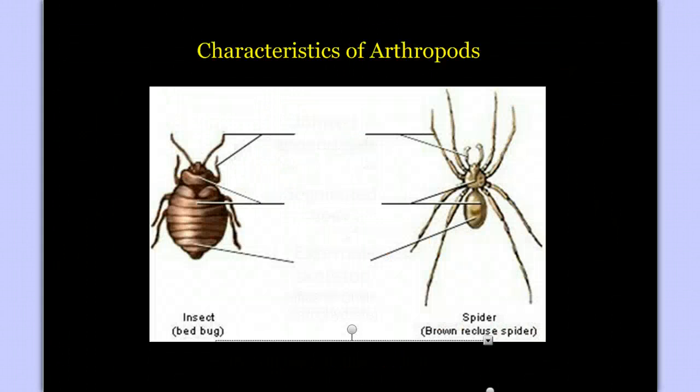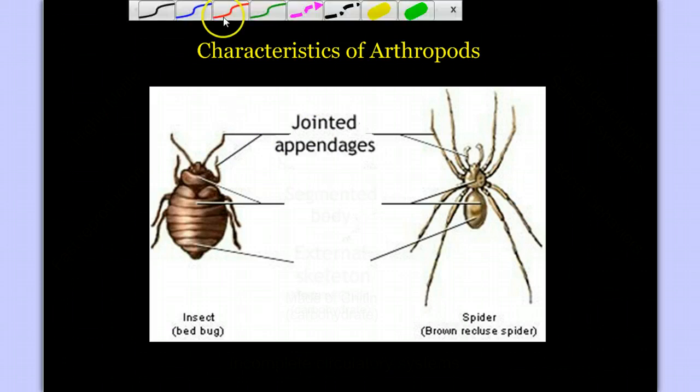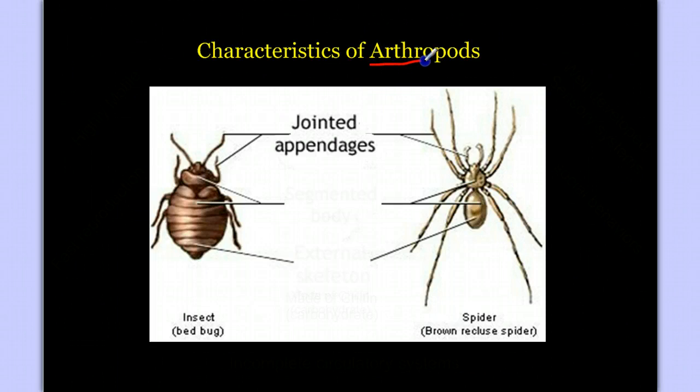So what defines arthropods? What are the characteristics? Well, we know that all arthropods have jointed appendages. In fact, the word arthropod means jointed appendages. Think about it. Arthroscopic surgery, or arthritis, is an inflammation of your joints. Arthro means joints. Poda or pod means, in this case, appendages, jointed appendages.